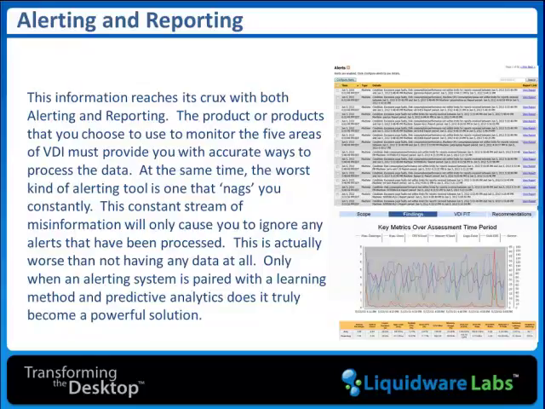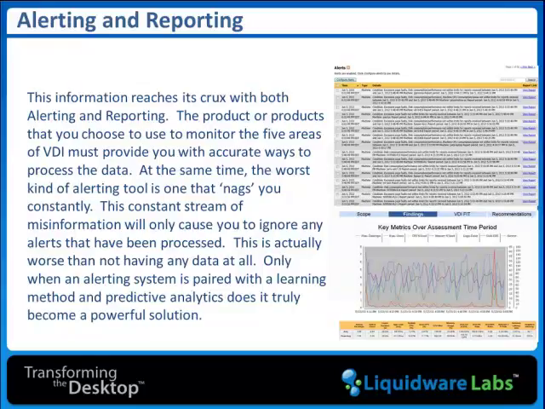And finally, all this should fall into the alerting and reporting system, which within Stratosphere UX, that's exactly what it does. Now, this information reaches its crux with both alerting and reporting. The product or products that you choose, in this case we're talking about Stratosphere UX, to monitor the 5 areas of VDI must provide you with accurate ways to process the data. At the same time, the worst kind of alerting tool is one that nags you constantly. Now, we've seen some older virtualization tools and products from some prominent manufacturers do this on an ongoing basis. I'm not going to mention names for obvious reasons. But again, if we have a tool that constantly says, hey, this is wrong, this is wrong, this is wrong, and has you checking things that don't really matter, what are you going to do? You're going to turn it off.